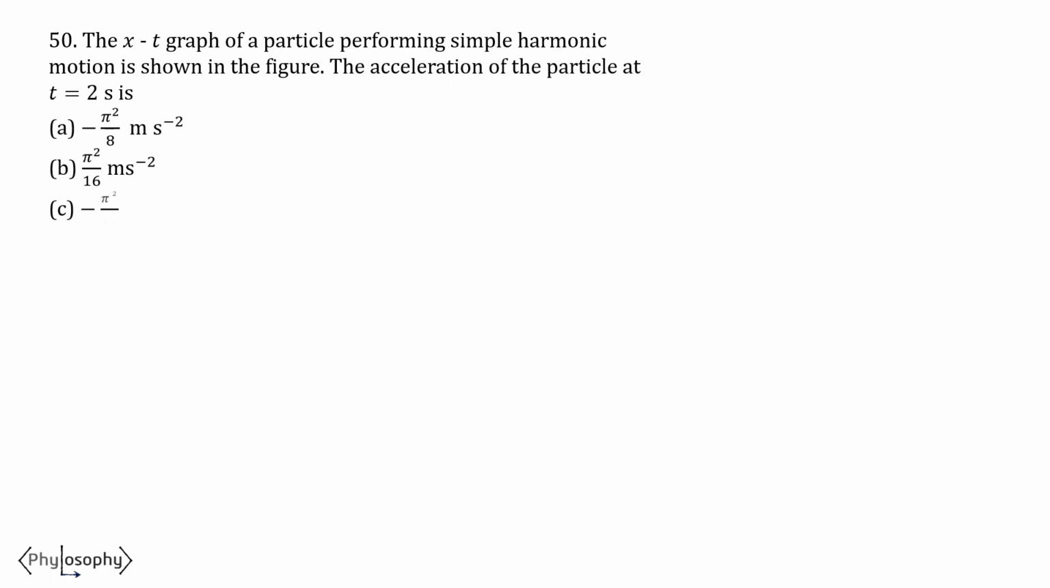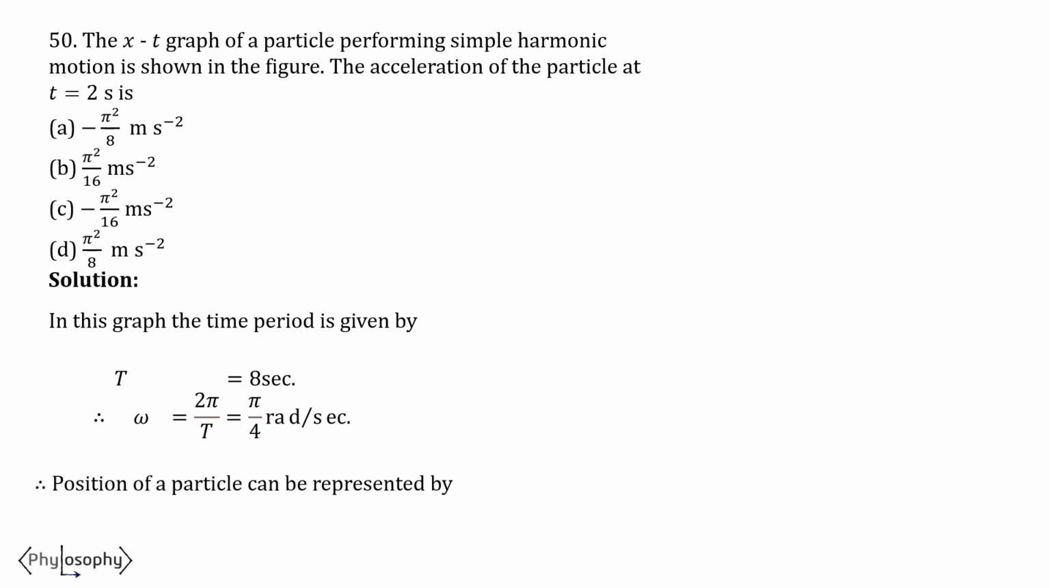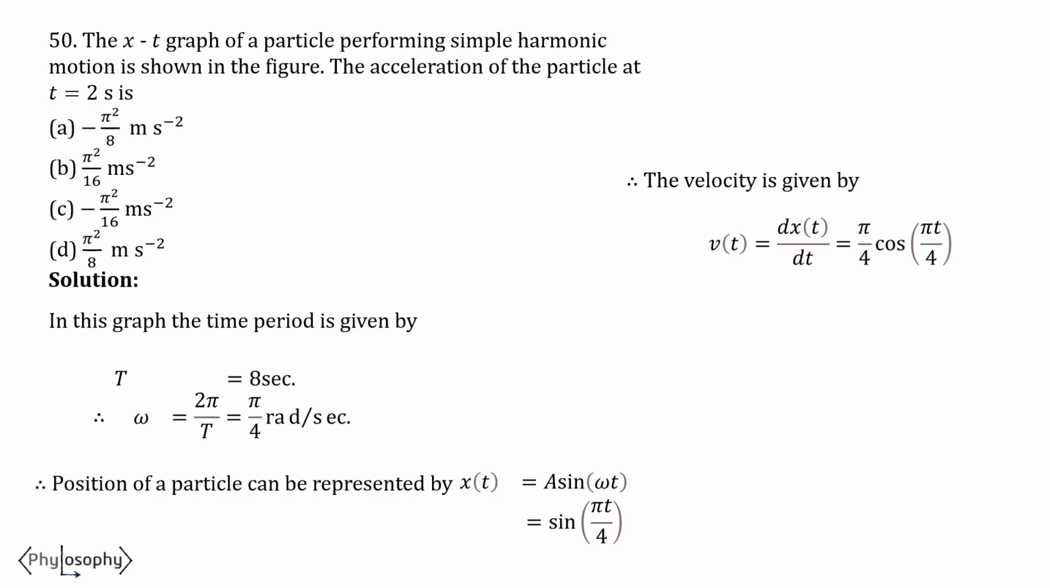The x-t graph of the particle performing simple harmonic motion is shown in the figure. The acceleration of the particle at t equal to 2 seconds is. In the graph, the time period is given by T is equal to 8 seconds. Therefore, omega can be calculated using the formula omega is equal to 2 pi over T, which is equal to pi over 4 radian per second. Therefore, the position of the particle can be represented by x(t) equal to a sin omega t, or sin pi t by 4. Therefore, the velocity is given by v(t) is equal to dx over dt, which is equal to pi by 4 cos pi t over 4.